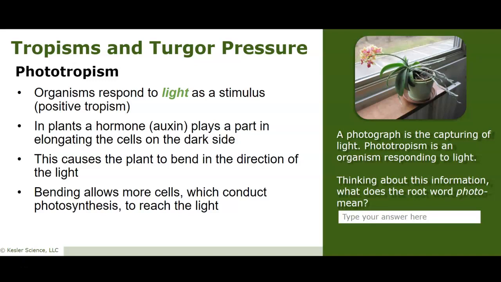In plants, there's a hormone called auxin, and that plays a part in elongating the cells on the dark side of the plant, the part of the plant that's away from the light. What this does is cause the plant to bend in the direction of the light because the cells on the opposite side are getting longer. And it also allows more cells to reach the light so that more photosynthesis can happen.